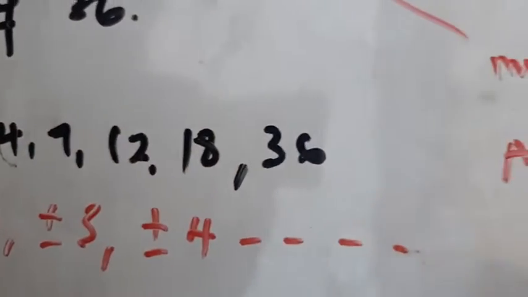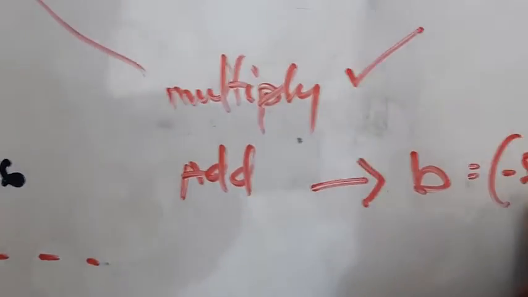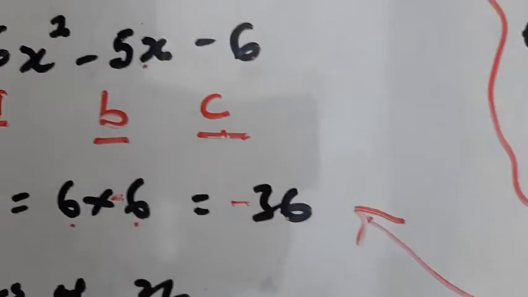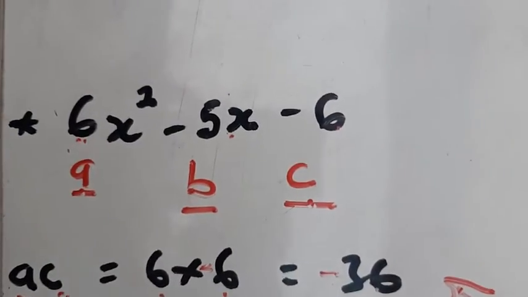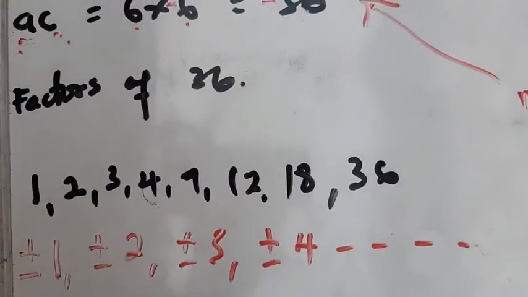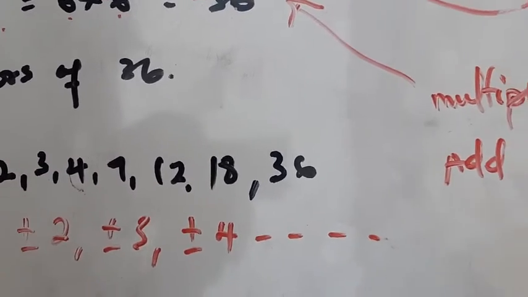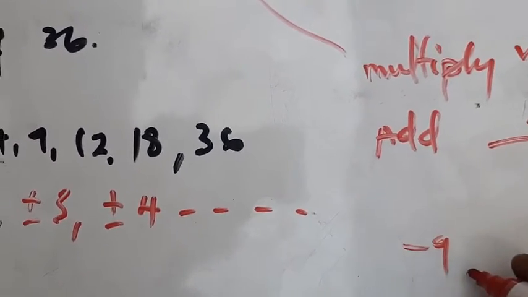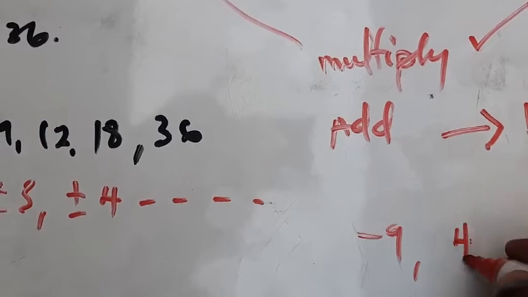If you add the same factors, it should give you what? The B. So B in our case here is what? Negative 4. I guess you should pause the video and try that. If you try that, I think you are going to pick a negative 9 and then what? Positive 4. Is that okay?